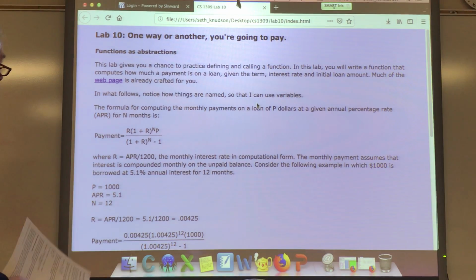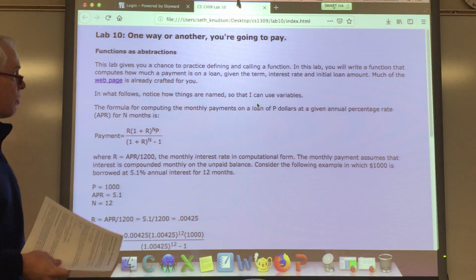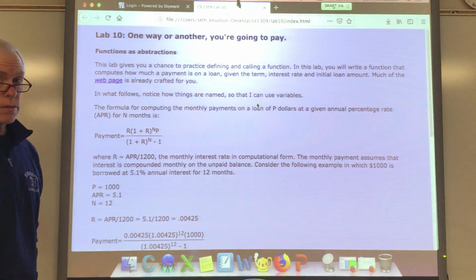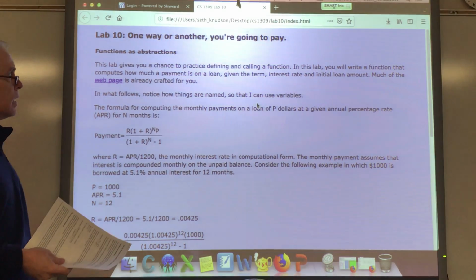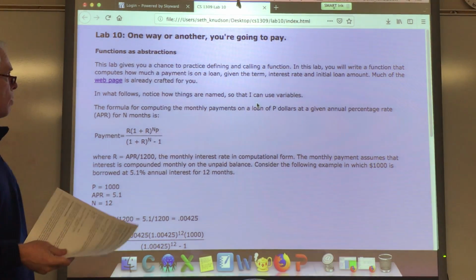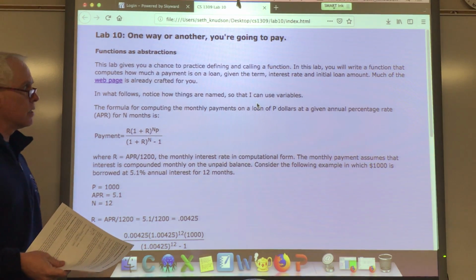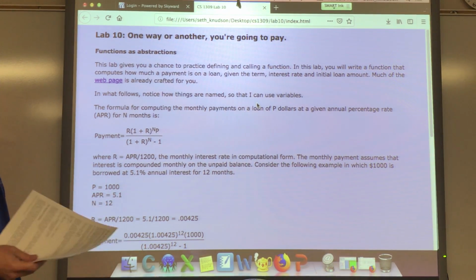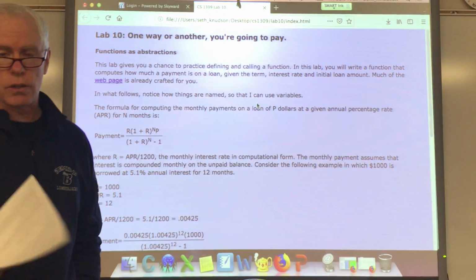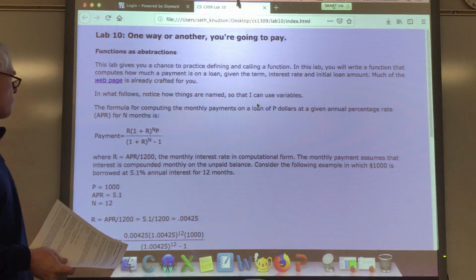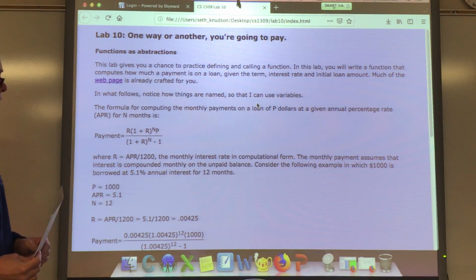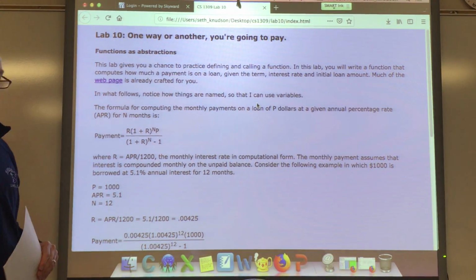It says, this lab gives you a chance to practice defining and calling a function. You guys have done a lot with functions already. In this lab, you will write a function that computes how much a payment is on a loan, given the term, interest rate, and initial amount. Much of the web page is already crafted for you, and I'll show you what's already been given to you. In what follows, notice how things are named so that I can use variables.